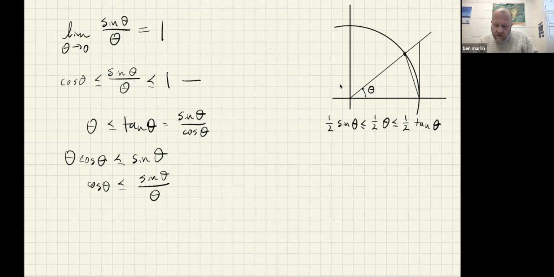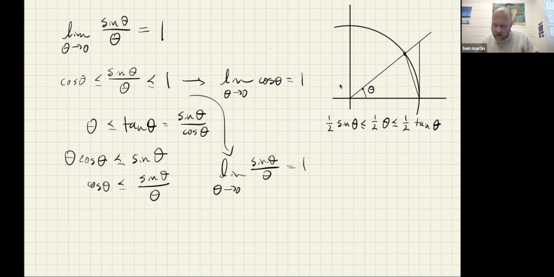And then, because we can take the limit as theta goes to 0 of cosine theta and just plug in the 0, we'll get 1. And that then collectively tells you that the limit as theta goes to 0, sine theta over theta equals 1 by the squeeze theorem.